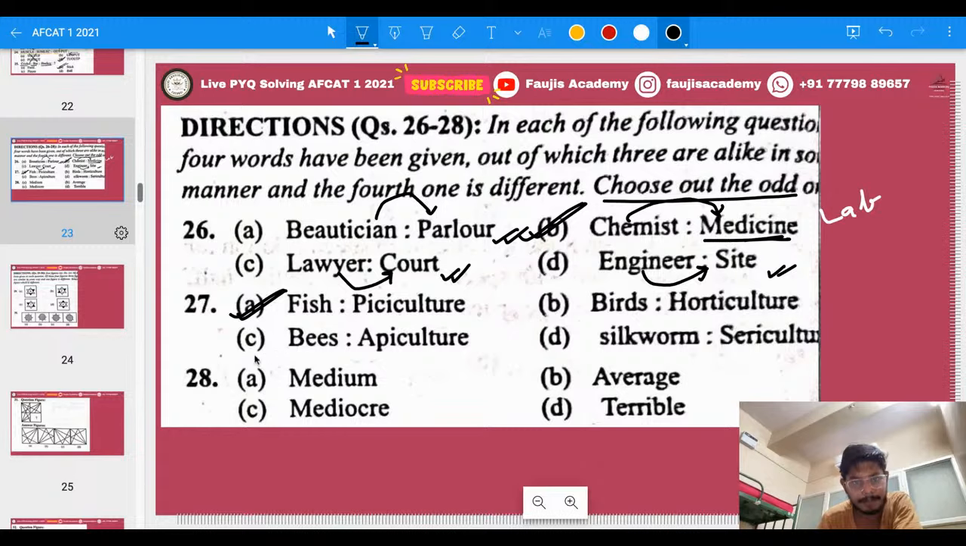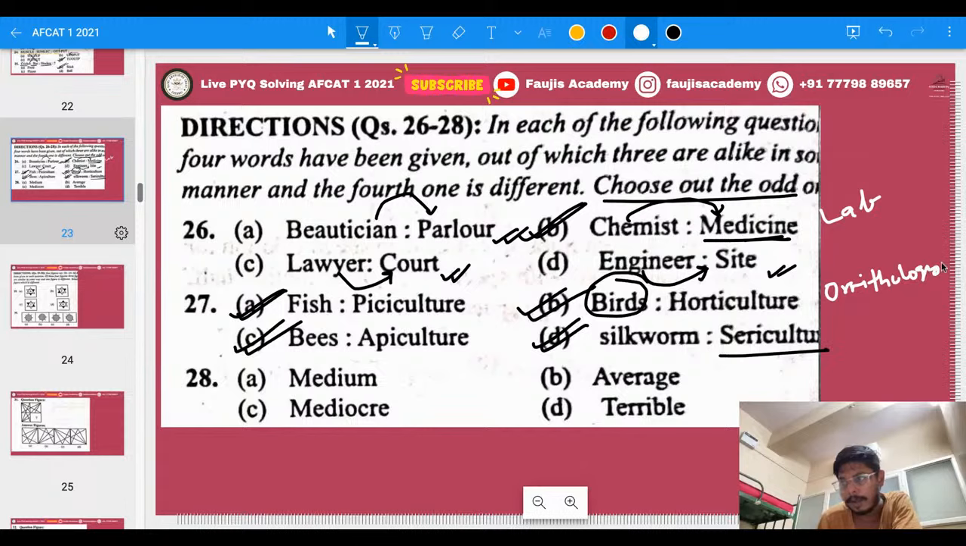Study of fish is indeed called pisciculture. Yes. Study of bees is called apiculture. Study of silkworm is called sericulture. Study of bird is called ornithology. Okay, study of birds is called what? Ornithology. Right.